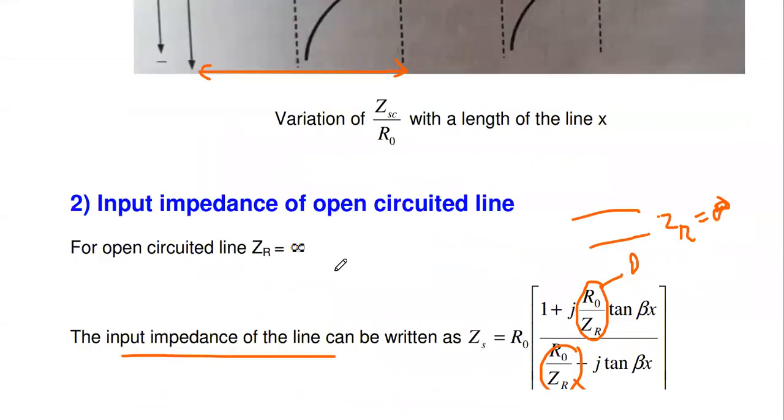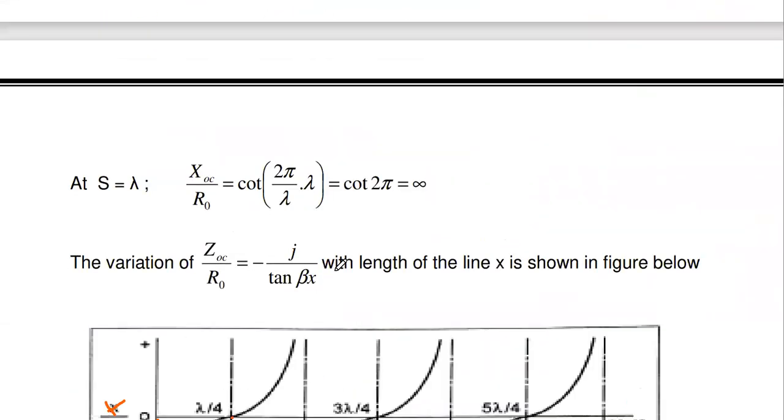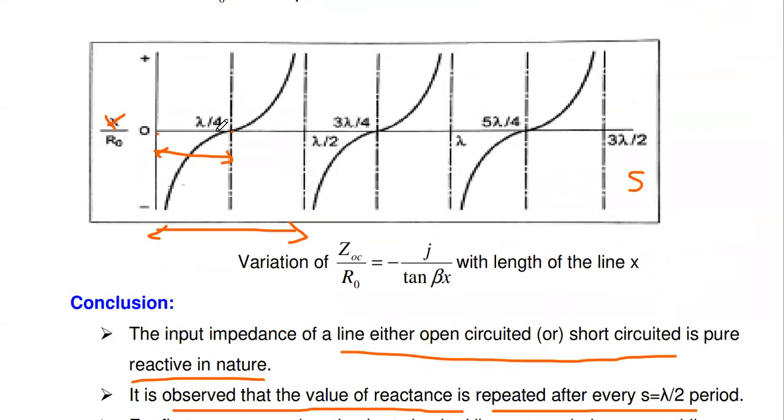Okay. Similarly, in an open circuited line, if the distance is less than lambda by 4, it behaves as a capacitor. If the distance is lambda by 4 to lambda by 2, it behaves as an inductor. At distance S equal to lambda by 2, it behaves as a resonant parallel LC circuit, and the nature is resistive. So these are all the points you should recall from the input impedance of short circuited line and open circuited line.